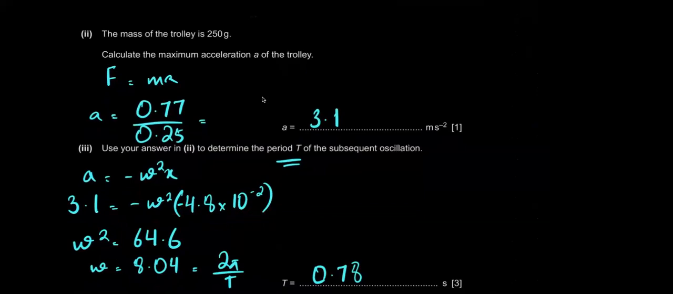Right, so if this decreases by a factor of 2, and if this also decreases by a factor of 2, then overall there is no change in omega, right? Omega square would still turn out to be this value, omega would still turn out to be this value, and the time period would still turn out to be this value.